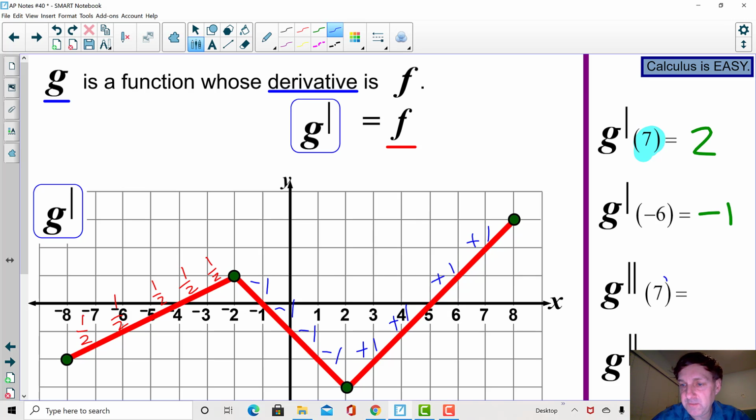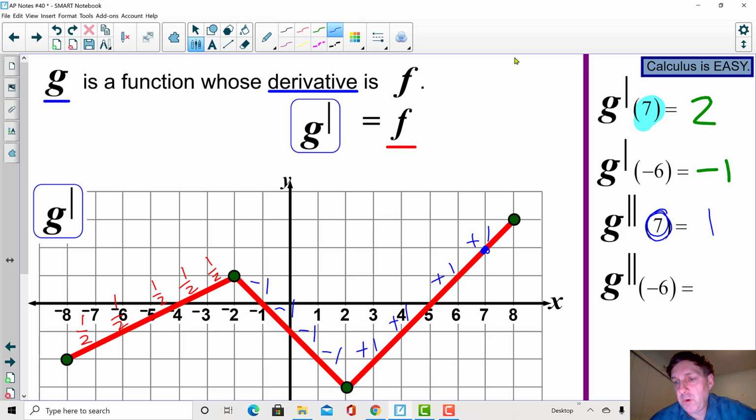So now if we're looking for the second derivative when x is 7, that's this point right here. We know the slope everywhere on that line is going to equal 1. So then the second derivative when x is 7 is going to equal positive 1. The last one is asking what is the second derivative when x is equal to negative 6. You can see that's going to land on this line over here. And the slope everywhere on that line is 1/2. So the second derivative at x equals negative 6 is going to equal 1/2. And that's it.